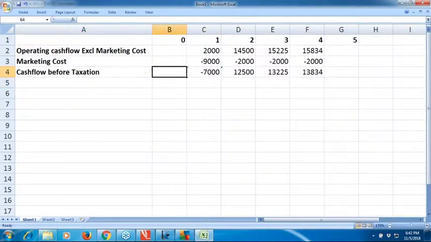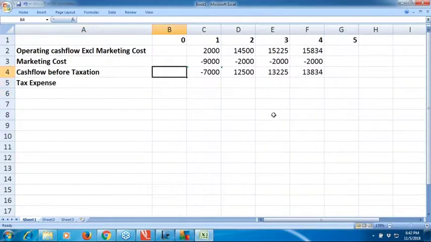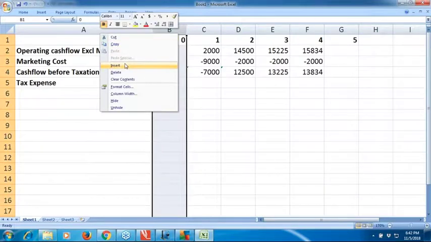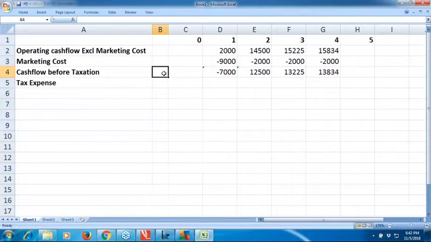We are going to say cash flow before taxation. Now the next thing is that we are going to calculate the tax expense. How exactly are we going to calculate the tax expense? For this, I'm going to refer to a working. I'm going to say that the working to perform this is, let's say, working A. Now, what is going to be in working A? Let's talk about working A.